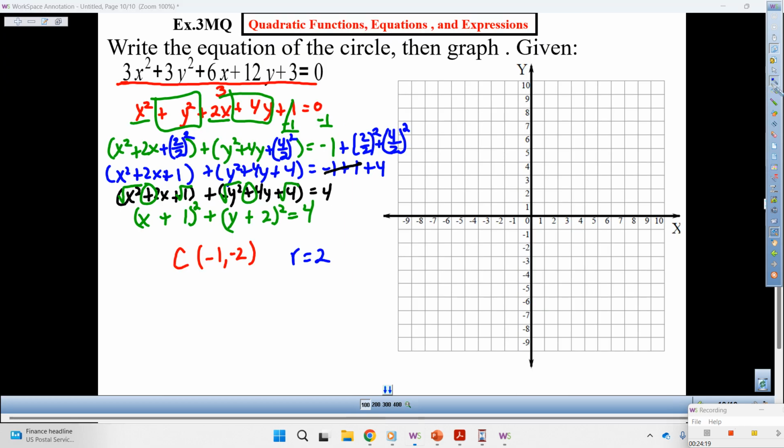All right, let's graph that. Negative 1, negative 2 is down here. And the radius is 2. That means 2 steps in all directions. And plot a point. And your graph.